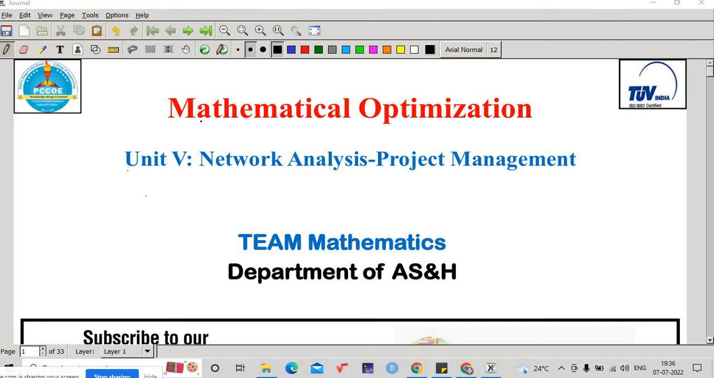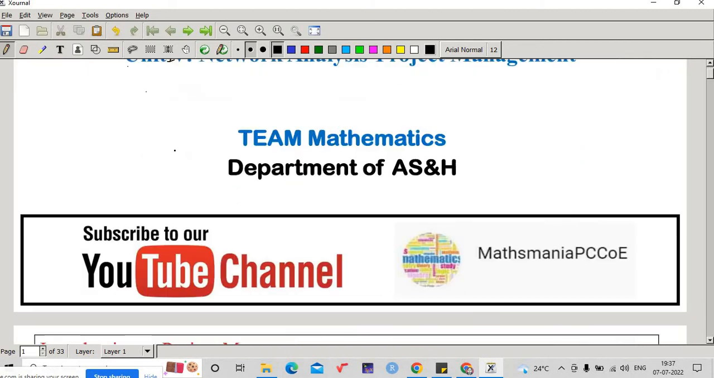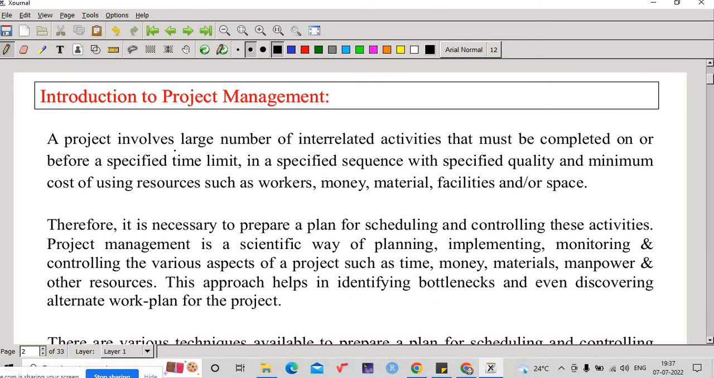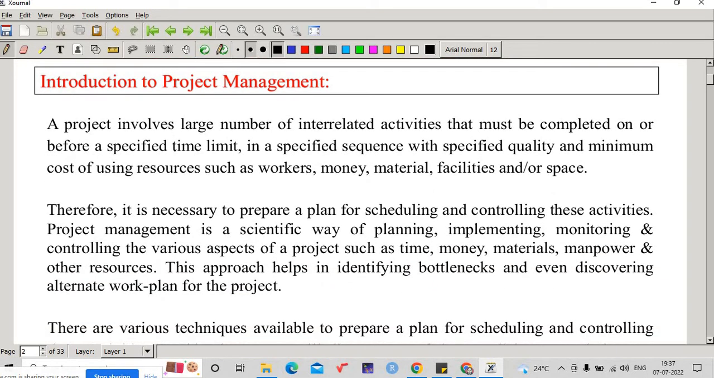Today we are going to start with the fourth unit, which is network analysis and project management. Actually, this is your unit number 4, not 5. So let us start with network analysis, and before we go for the problems and techniques, let us first understand what project management is.